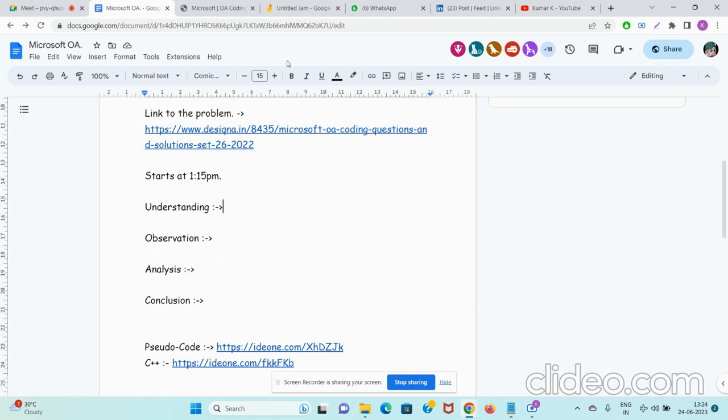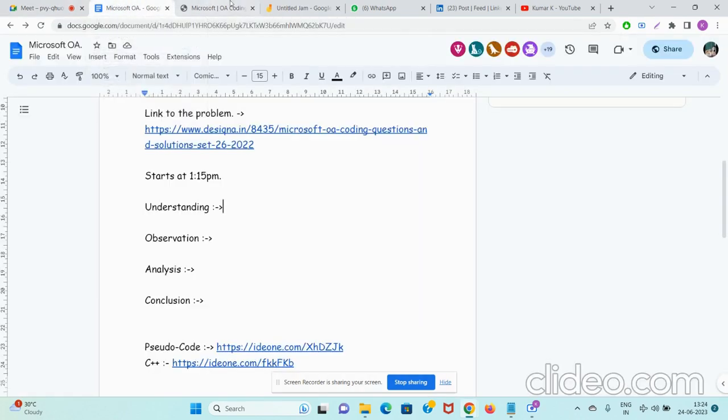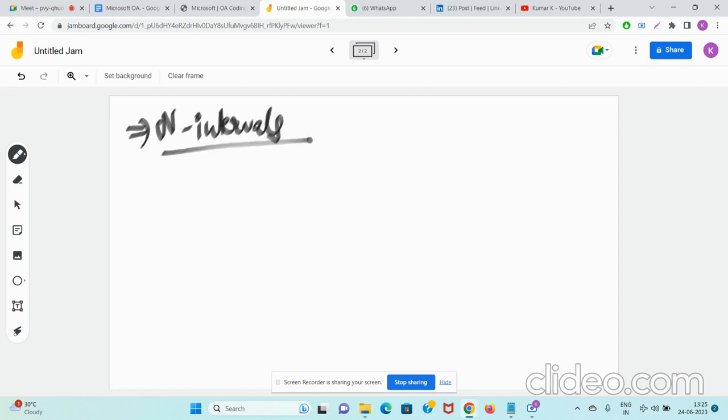What is the understanding? So guys, what is the problem telling us? The problem is telling us that you are given n intervals. Okay, you are given n intervals. You are given n intervals like this. What are those n intervals?